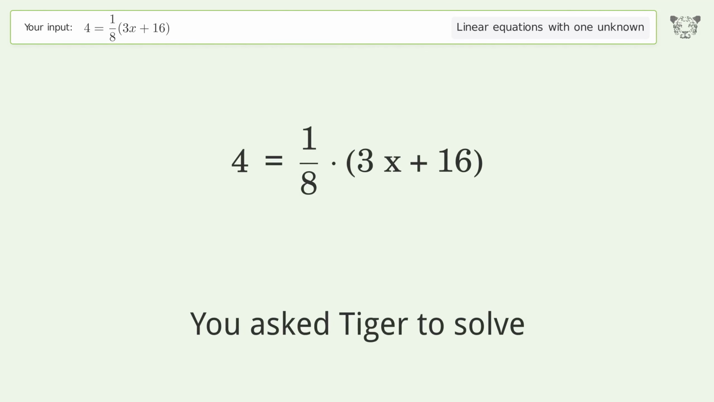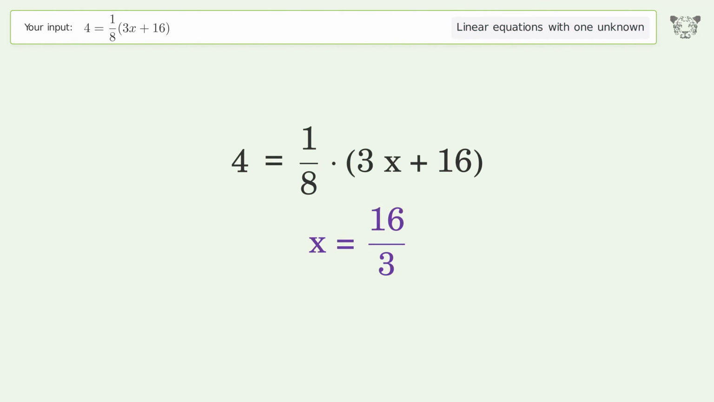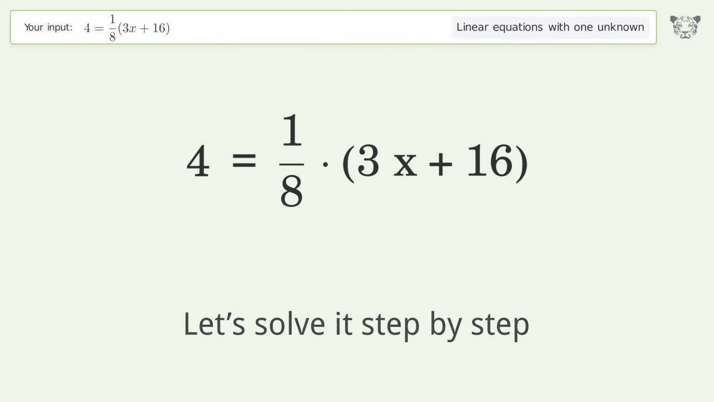You ask Tiger to solve this. It deals with linear equations with one unknown. The final result is x equals 16/3. Let's solve it step by step.